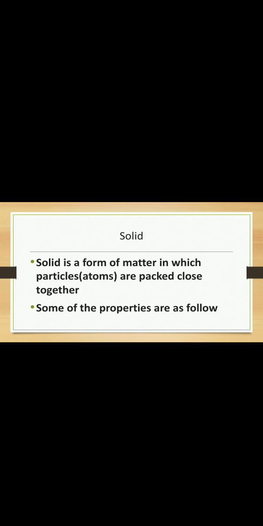Now, the first state is the solid. Solid is a form of matter in which the particles are packed close together. They are tightly held together. Some of the properties of solids are as follows. You can see the structure of a solid. The molecules or the atoms are tightly packed together. There is no such space present between the atoms.